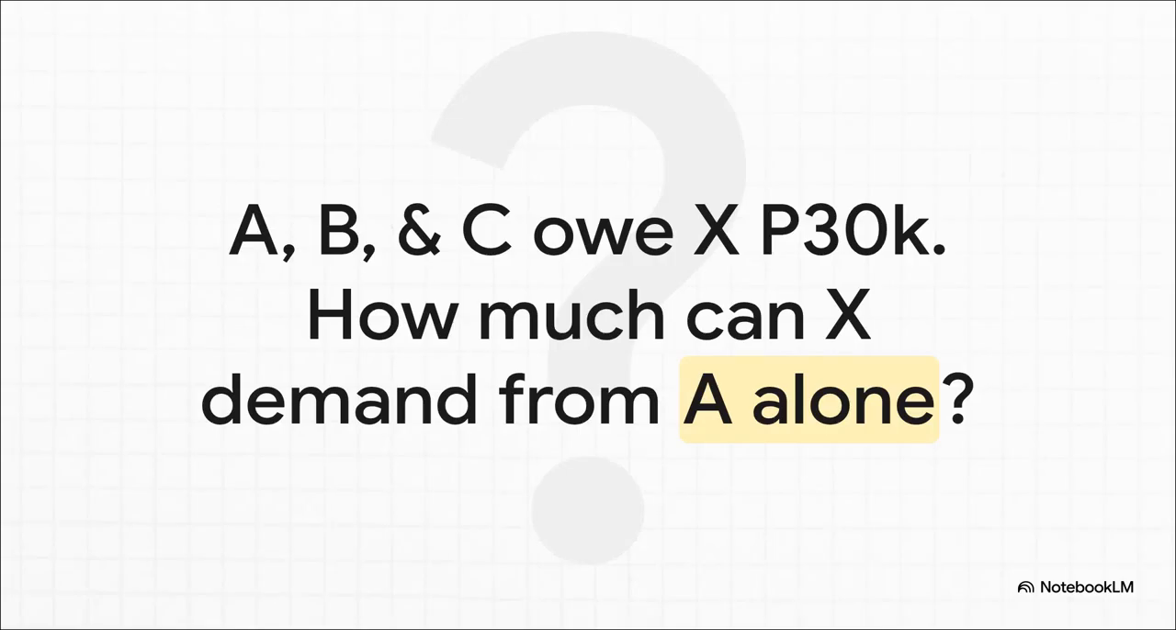So picture this. You have A, B, and C. Together, they owe 30,000 pesos to X. Now, X needs the money and decides to go straight to A to collect. The question is, how much can X actually legally demand from just A? Is it the whole 30 grand or just a third of it?